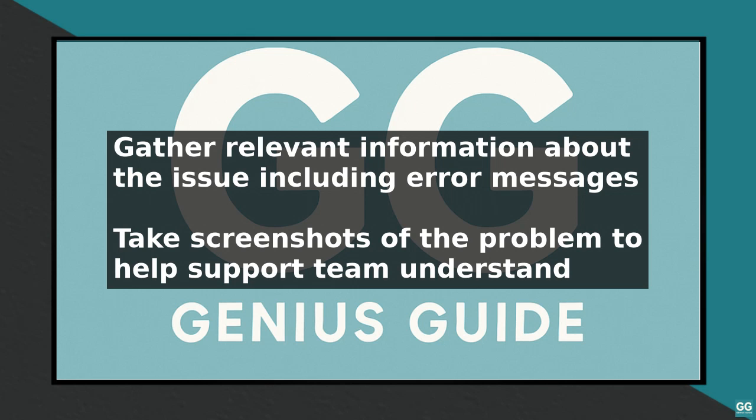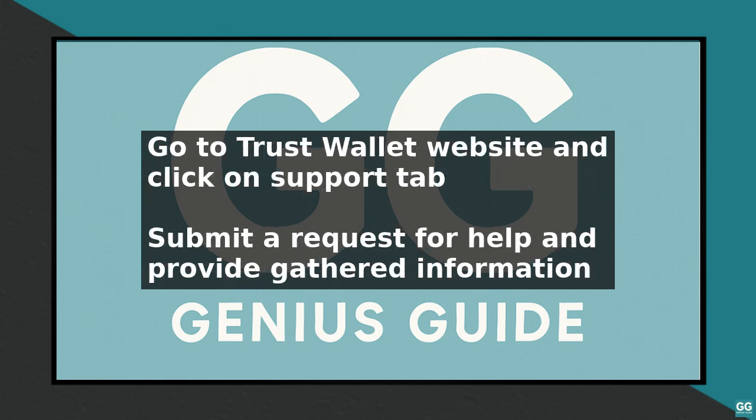Then, go to the Trust Wallet website and click on the Support tab. From there, you can submit a request for help and provide the information you gathered earlier. Be sure to include your device type, operating system, and a detailed description of the issue.